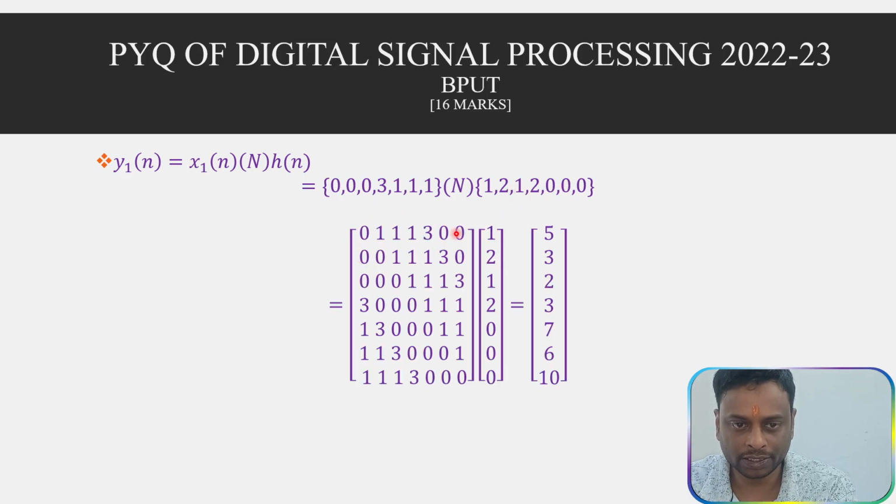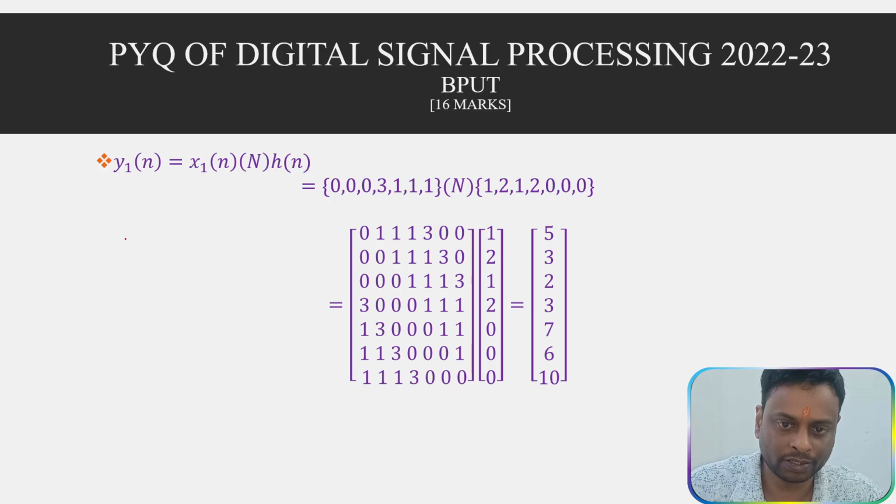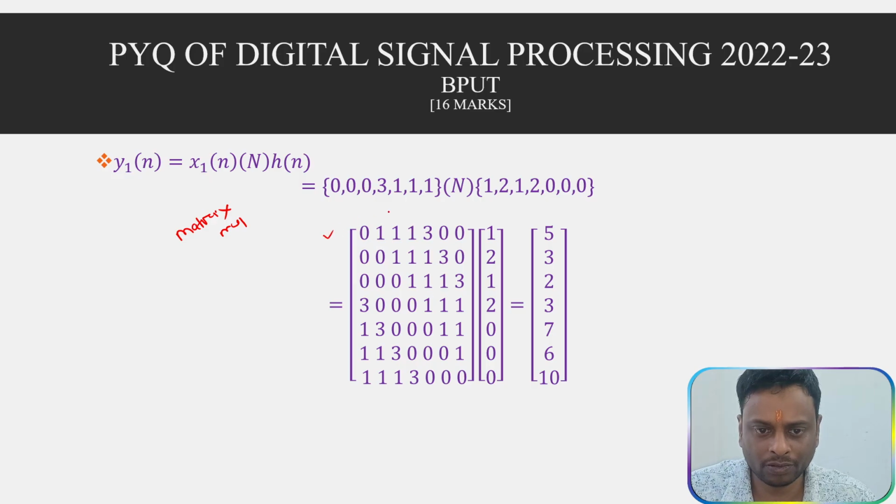This is x1 of n circular convolution with h of n. This is our x1 of n, and this is our h of n. We are using the matrix multiplication method, the same as we have done in the previous case, in the overlap add method. So you have to find the circular convolution using the matrix multiplication method. This is our y1 of n.